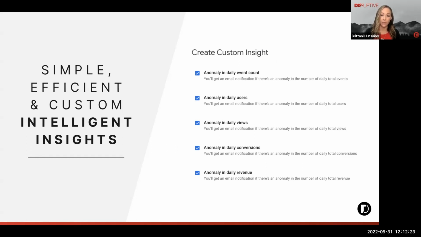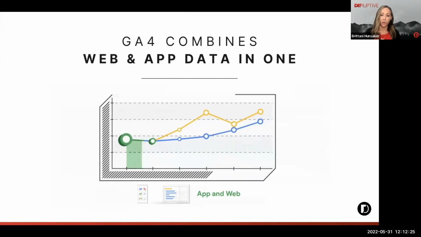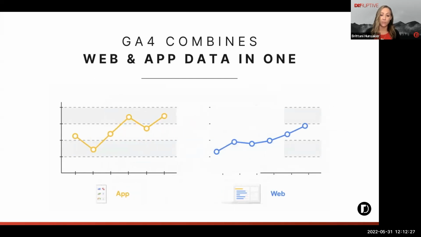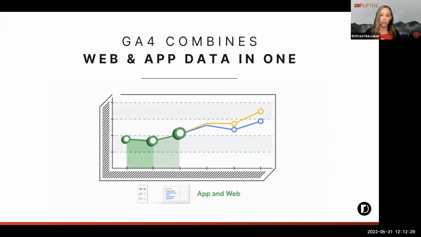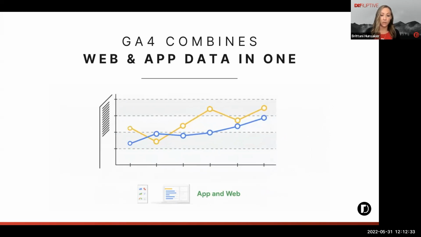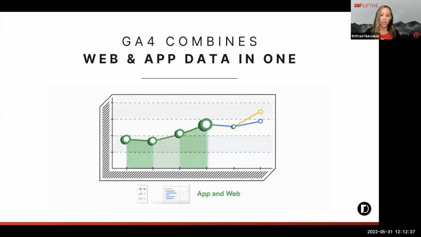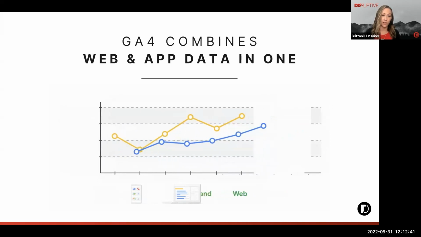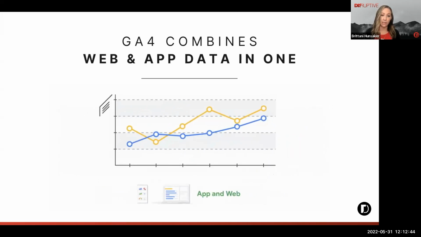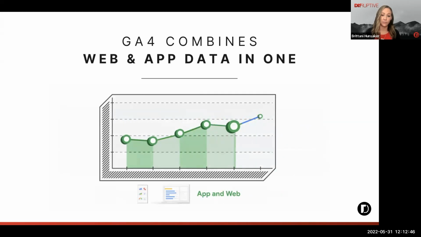The second element is that the new GA4 not only combines your app and web data, but also uses a session-based model to collect and store that data. Traditional UA relies heavily on just the device ID, whereas GA4 uses all available identity spaces, which include things like user ID, device ID, and additional Google signals.